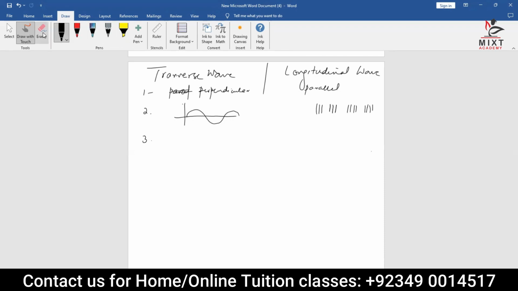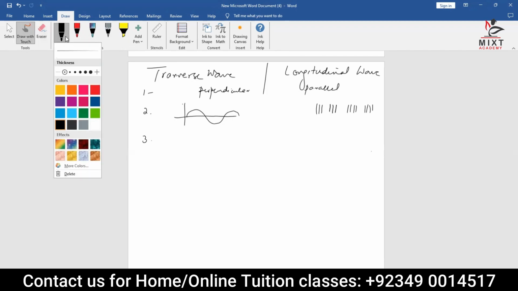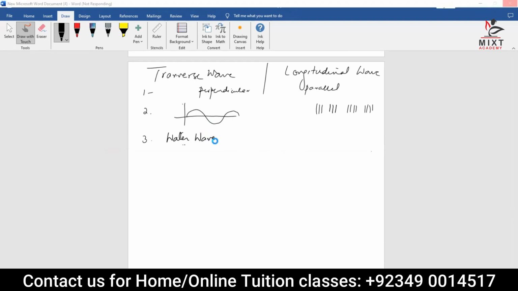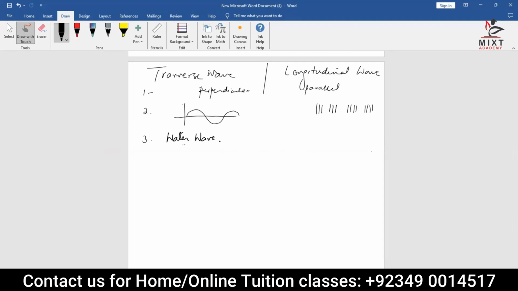The third can be the example. Can anybody tell me an example of transverse waves? The best example is the water wave, or you can have light waves. So examples of transverse waves are light waves or water waves. On the other side, you can have the example of waves produced in a spring, and the second example is sound waves.